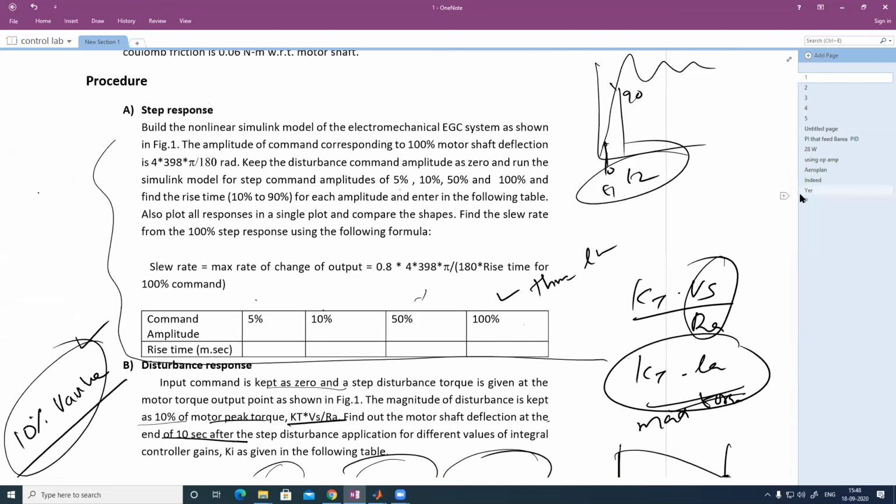And step response, keep the disturbance command amplitude as 0. It is mentioned here. Disturbance command amplitude is 0. And in disturbance response, input command is kept as 0, and 10% of motor peak torque value.